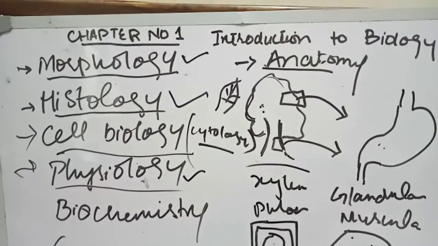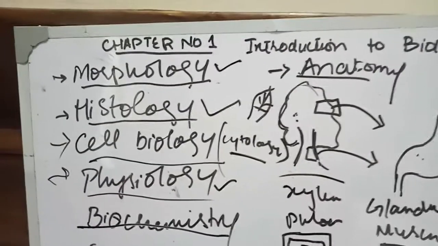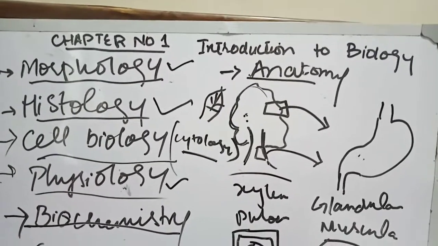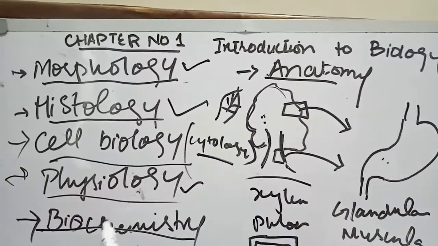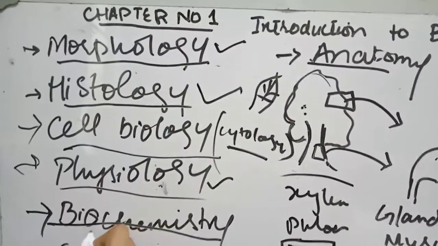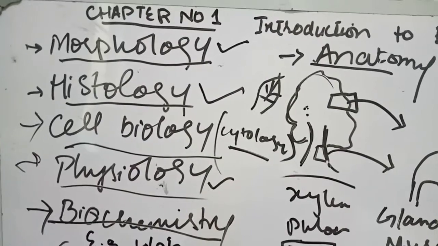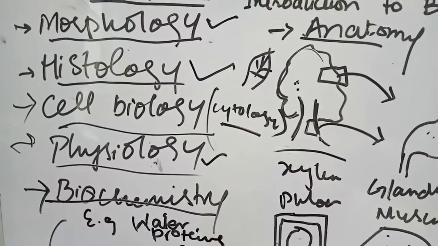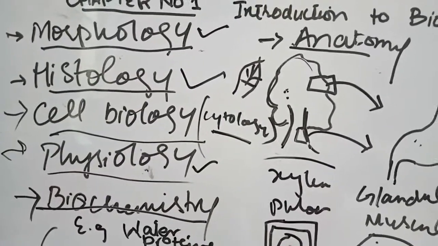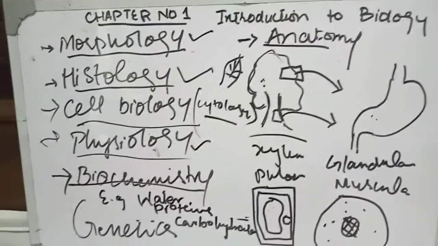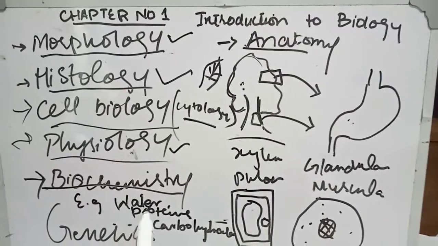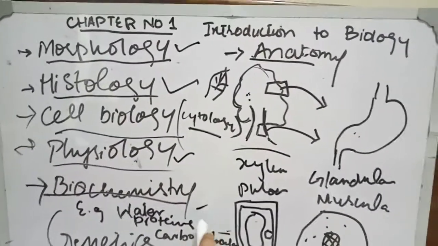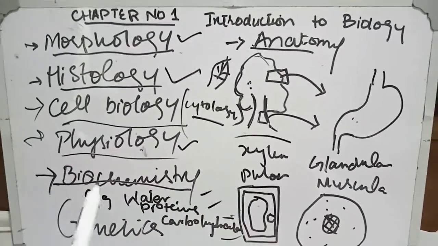Is it clear now? After this, another branch is known as biochemistry or molecular biology. It is the same thing. Either we say biochemistry or we say molecular biology. This is the branch in which we study the molecules of life. We take examples of molecules like water, proteins, and then carbohydrates. When we study the molecules of life, it comes in the branch of biochemistry. We will also study many biochemical reactions occurring in living organisms. All these aspects we will study in biochemistry.